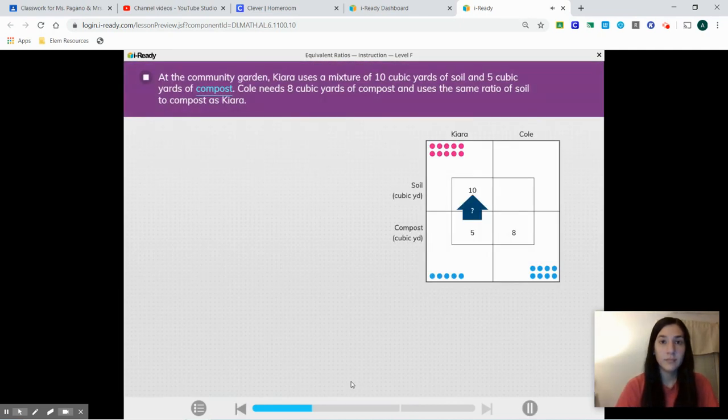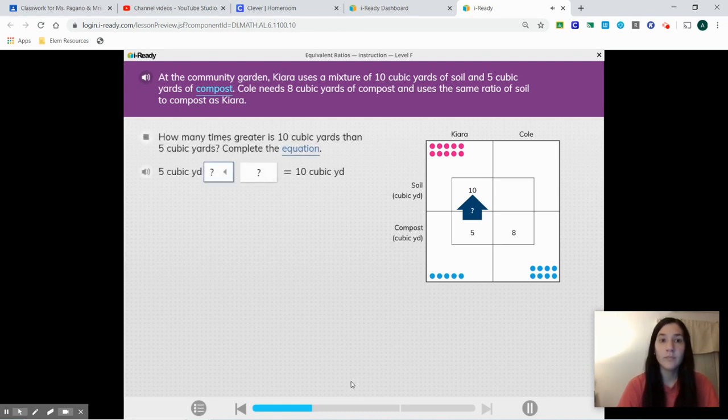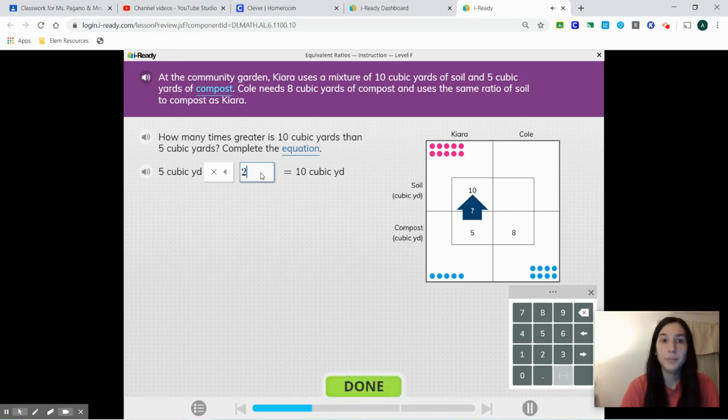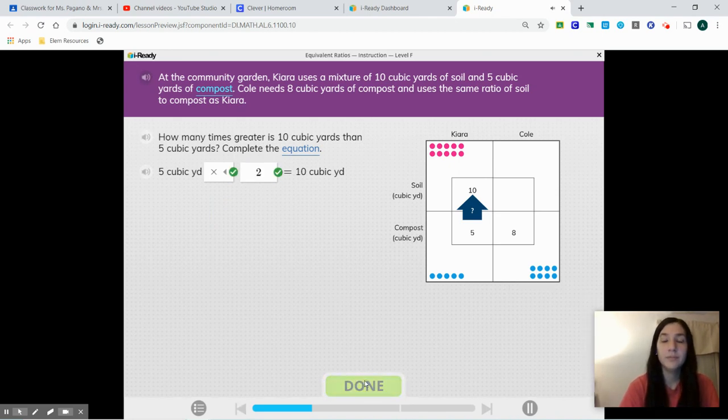At the community garden, Kiara uses a mixture of 10 cubic yards of soil and 5 cubic yards of compost. Cole needs 8 cubic yards of compost and uses the same ratio of soil to compost as Kiara. How many times greater is 10 cubic yards than 5 cubic yards? Complete the equation. So we're starting here at 5 and we want to go up to 10. How do we get there? We're going to multiply by 2. That's it.